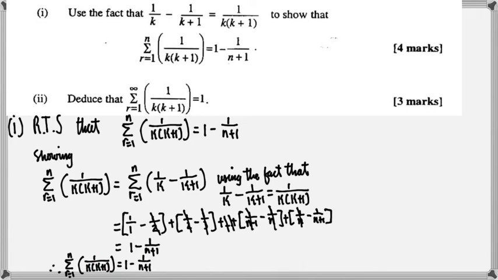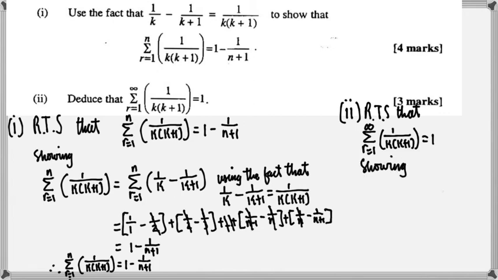So now, let's look at part 2. Part 2 says, deduce that the sum from r equals 1 to infinity this time. The previous question had r equals 1 to n. This one is infinity of the same function, 1 on k by k plus 1, is equal to 1. So they say deduce it. So what should we do? We are required to show this. Let's write down what they're asking us to show. Okay, so let's show it now.